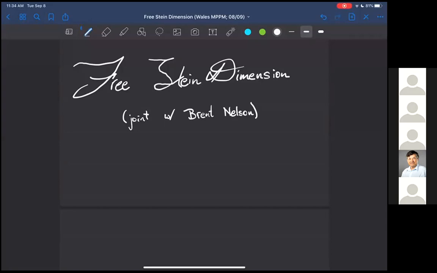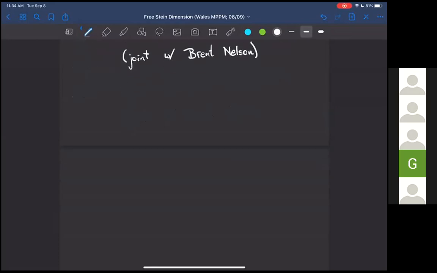Okay, so I want to tell you all today a little bit about some ongoing joint work with Brent Nelson, where we're studying this thing that we call free Stein dimension. And very largely speaking, it fits into the zoo of regularity properties for von Neumann algebras and free probability. But let me begin by giving you a little bit of the context we're going to be working in.